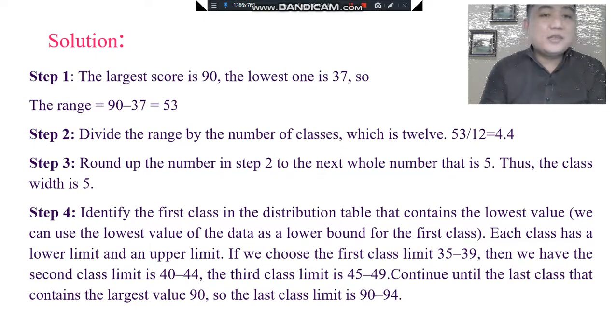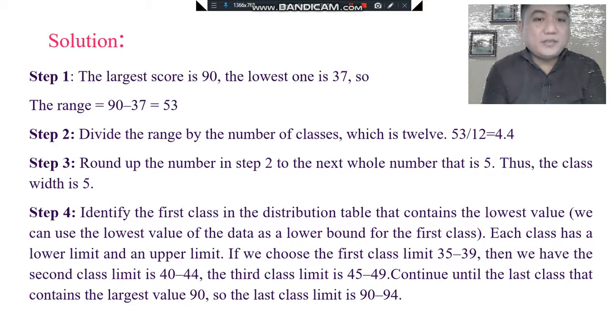The largest score is 19, the lowest is 37. So we need to first find the range. So 9 is the highest, minus 37 equals 52. Second, divide the range by the number of classes, which is 12. 4.4 is the, what's that again? Divide the range by the number of classes to get the width. 4? Yes, so the width. Yeah, so 5 is the width.